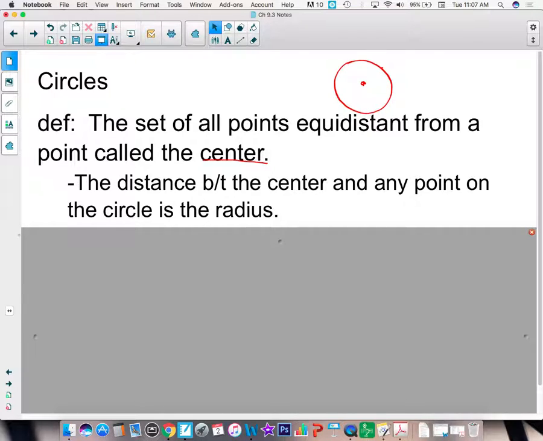Okay? So then a little extra footnote there. The distance between the center and any point on the circle is the radius. You guys remember radius, right? You also remember diameter, right? So the distance between the center and any point on the circle is the radius.